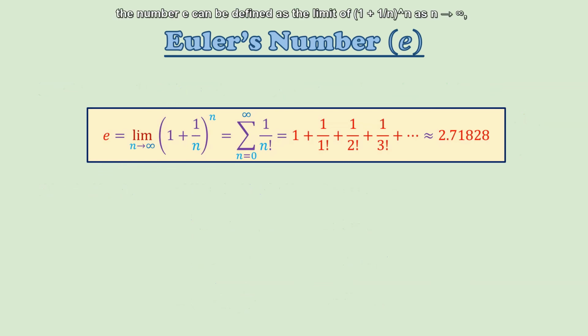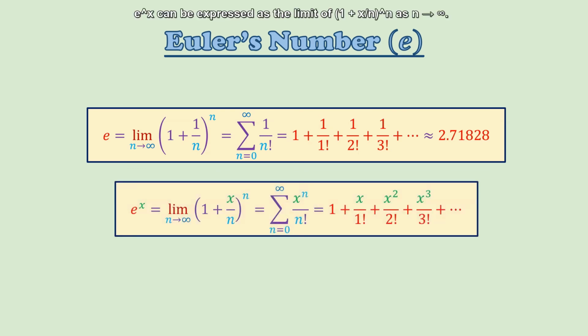To conclude, in this video, we have learned that the number e can be defined as the limit of (1 + 1/n)^n as n approaches infinity. And the number e can be expressed as an infinite series which is equal to 1 + 1/1! + 1/2! + 1/3!, and so on and so forth, and it is approximately equal to 2.71828. Furthermore, we should know that e^x can be expressed as the limit of (1 + x/n)^n as n approaches infinity.